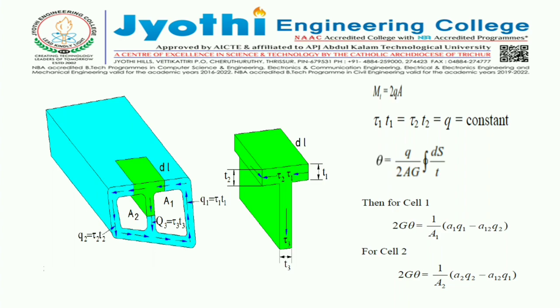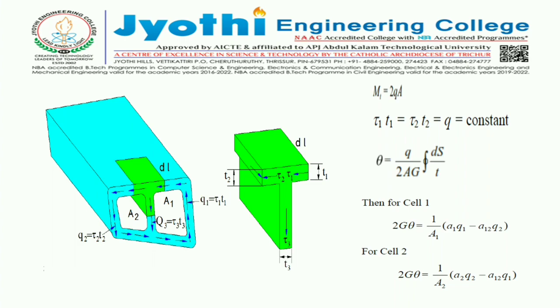First equation is, torque of the section is given by 2QA. A is the area of cross section, Q is the shear flow. Next equation is shear flow Q is given by τ1 into T1, that is also equal to τ2 into T2. This is the second equation. Next equation, angle of twist theta is equal to Q by 2AG integral ds by T.